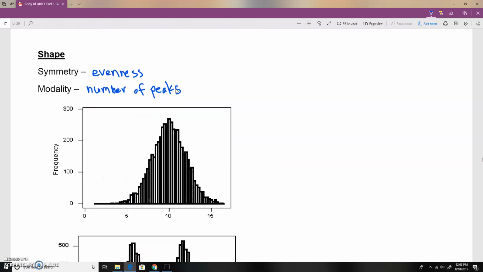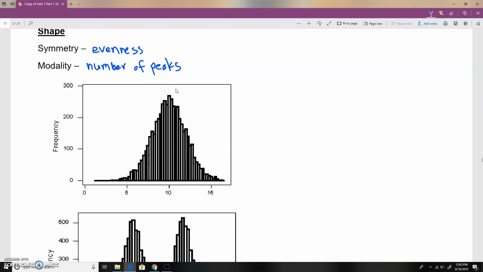So let's look at our examples. Here in our first histogram, you'll see that it can be pretty much split evenly down the middle and be pretty much the same on each side. So we would say it is symmetric. It only has one peak, so we call that unimodal, which, as I said, means it has one peak.